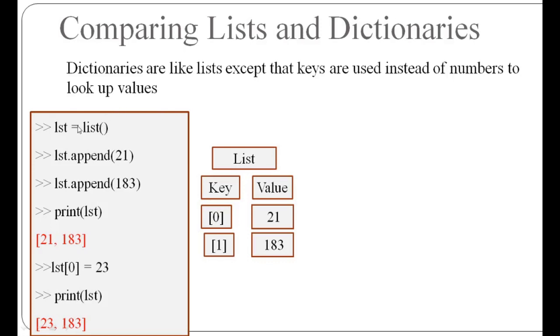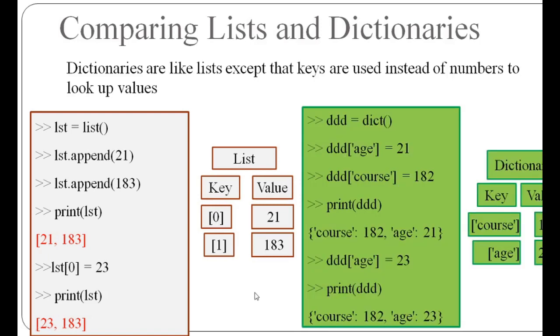Here, this is how I create a list. I'm just appending some items and then I'm accessing that element. So in a list, the key will be 0, 1, 2, 3, etc. and the value will be the corresponding values we are adding. The order in which we are adding will reflect the key value.